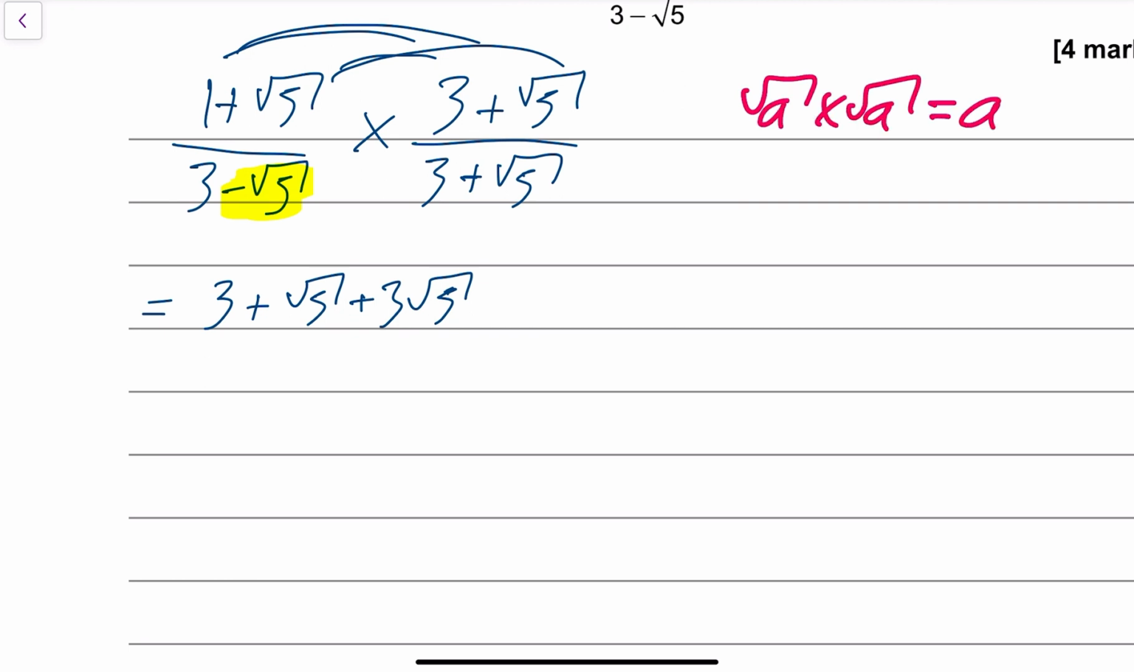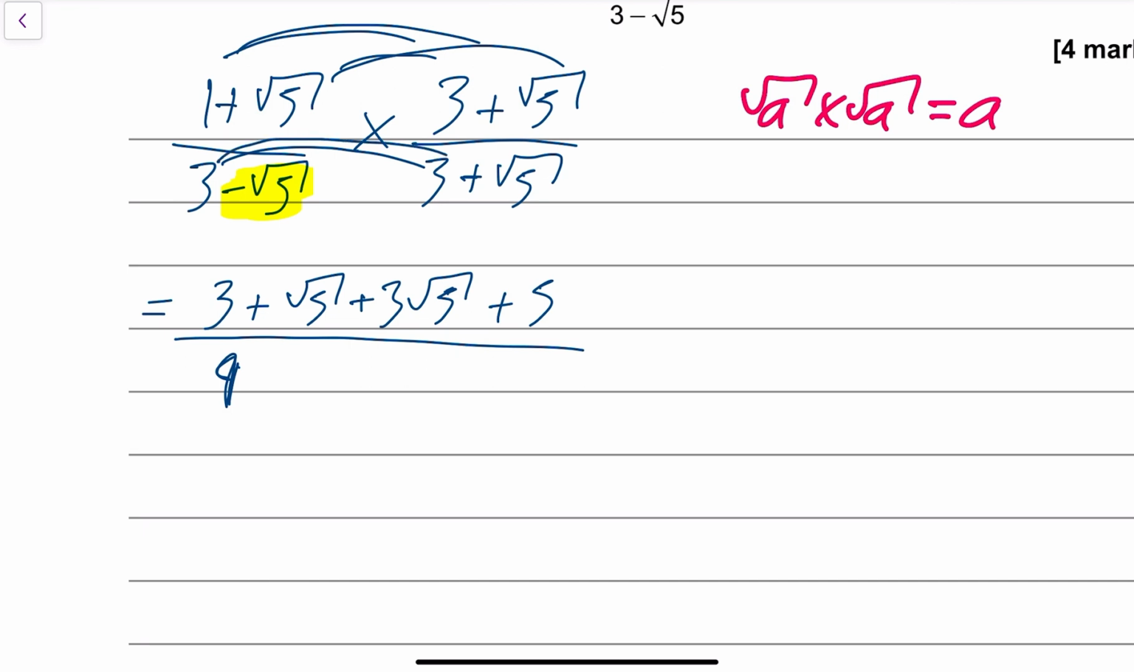Root a times root a is just a. So root 5 times root 5 is just 5. Now, the bottom line is the difference of two squares, okay? And people do not like this, so we'll just do it out. We're just going to do it out this way.